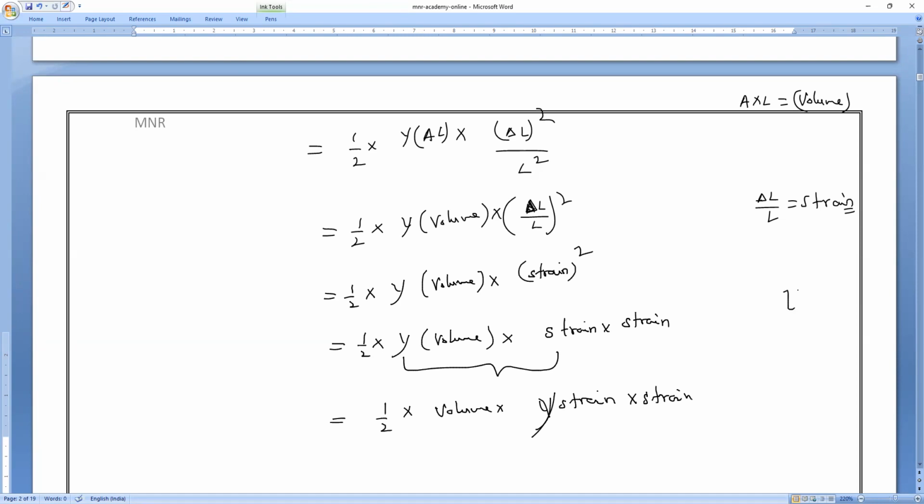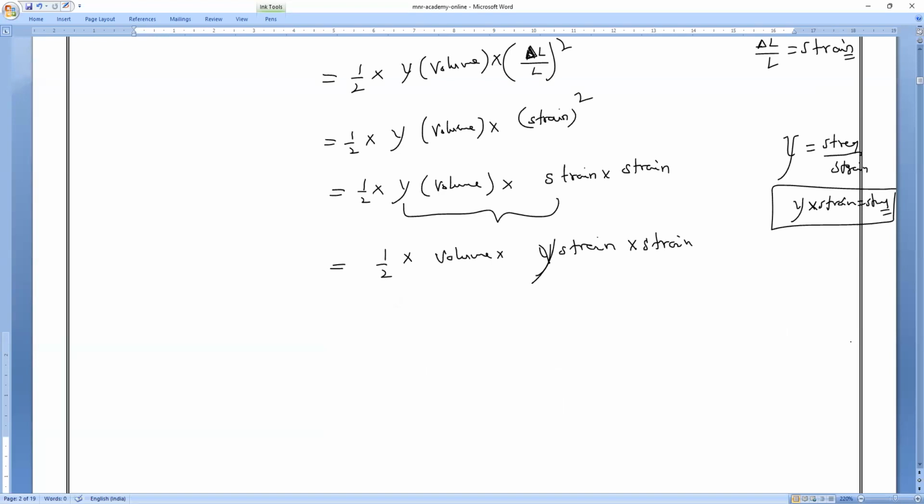We all know that Young's modulus is equal to stress divided by strain. So now Young's modulus into strain is equal to what? Which is equal to stress. So respond and get involved in the class. So half into volume into this together I can write as, everybody, stress into strain. That is our formula.